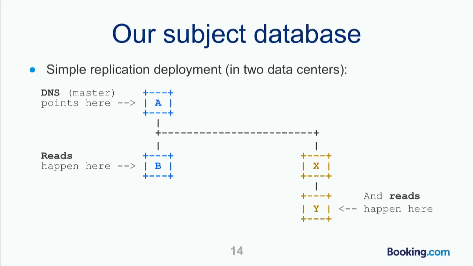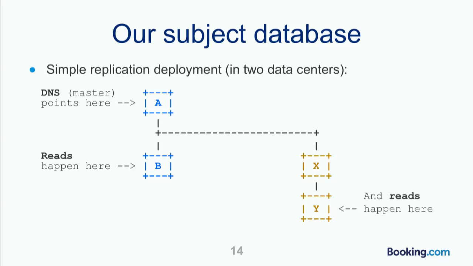The particular system that we had the problem on was much smaller. It was a very simple master and slave setup in one data center, with a master and intermediate master and slave in a second data center. In our particular case, the applications talked to the master through a DNS entry, and we modify that to point to the specific master that we need to use.